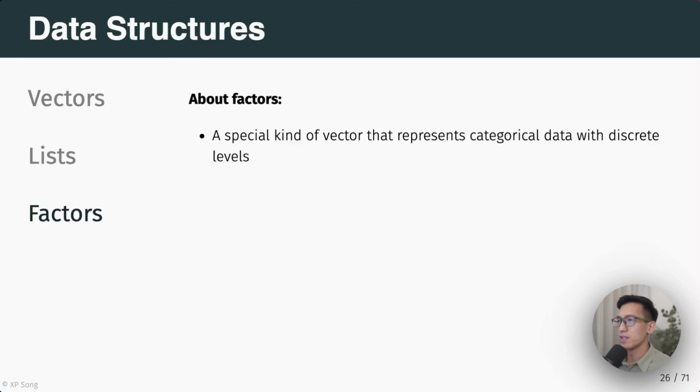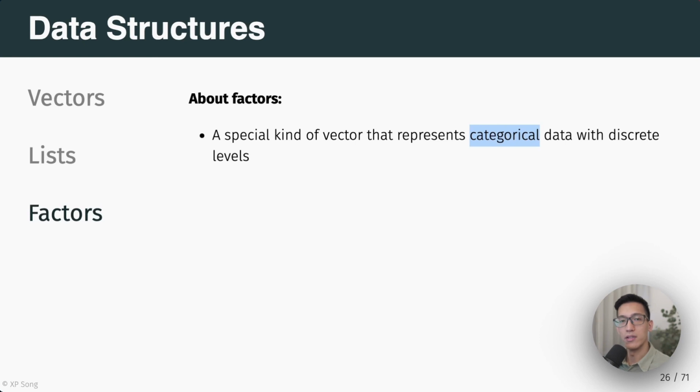Now, factors are vectors as well, in that they are linear data, but they're kind of special. They only represent categorical data with discrete levels. So think of things like eye color. You have blue, brown, black eyes, and so on. Think of binary data like biological sex. You have male and female.